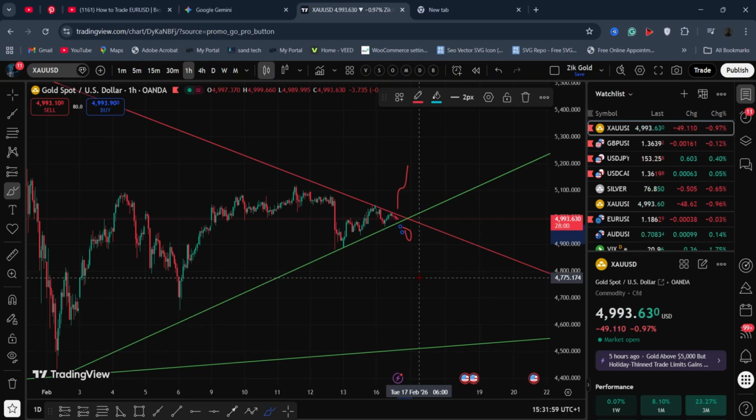You need to be patient. Your strategy needs to work. You need to follow the rules of the strategy. You draw your lines, connect the lines. After connecting the lines, you wait for a breakout.